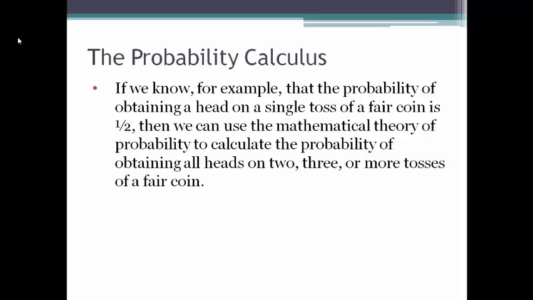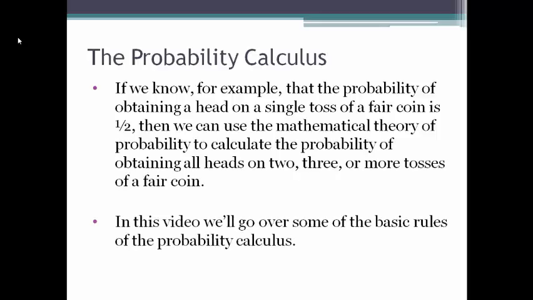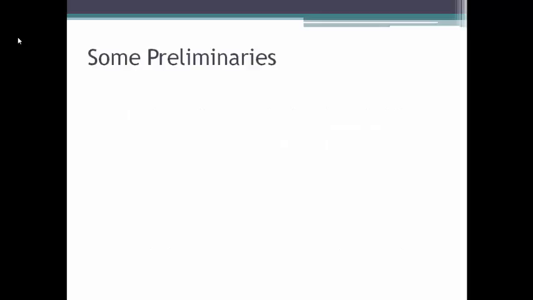is 1/2, then we can use the mathematical theory of probability to calculate the probability of obtaining all heads on 2, 3, or more tosses of a fair coin. In this video, we're going to go over some of the basic rules of the probability calculus. But before we get to those rules, we need to go over some preliminaries.